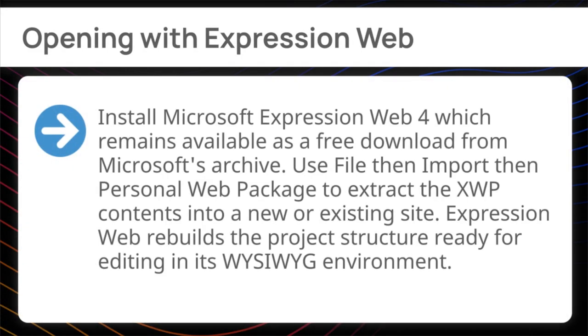Install Microsoft Expression Web 4, which remains available as a free download from Microsoft's archive. Use File, then Import, then Personal Web Package to extract the XWP contents into a new or existing site. Expression Web rebuilds the project structure ready for editing in its WYSIWYG environment.